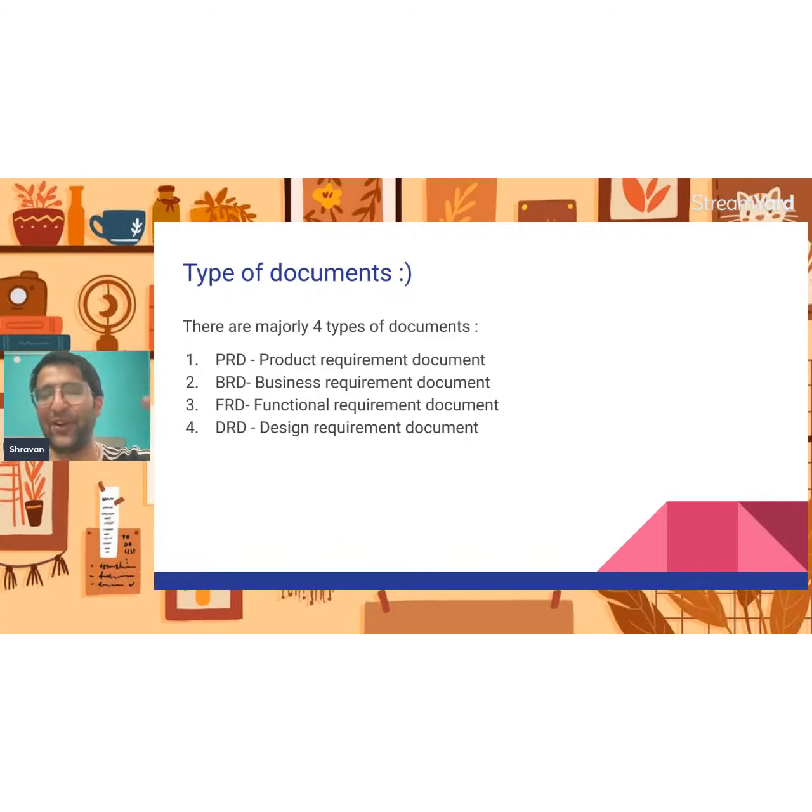So there are four types of major documents: a product requirement document, a second is a business requirement document, third is a functional requirement document, and fourth is a design requirement document. Did you understand this? There are 4 types of documents. Everybody is clear here that there are product requirement document, business requirement document, functional requirement document, and we will talk about it. Don't worry, we will talk about what they exactly mean.